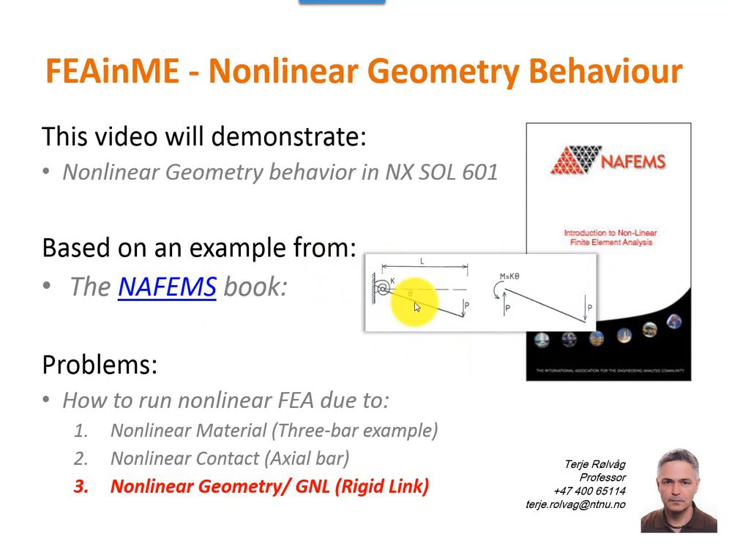It's a rigid link connected to ground by a torsional spring. When you apply a load at the end, it will deflect and you will have an angle theta here. For small angles, you can run a linear analysis and solve it analytically. For larger angles, you have to use a nonlinear formulation. And I will show you how to do it in NX.